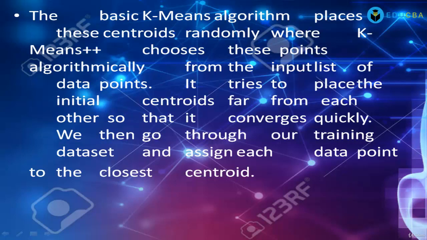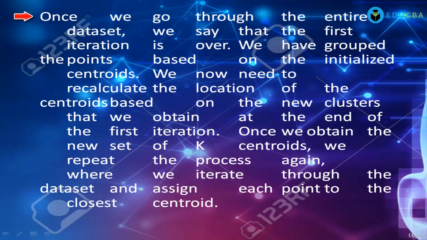We then go through our training dataset and assign each data point to the closest centroid. This is the basic method which is applied here. Once we go through the entire dataset, we say that the first iteration is over. We have grouped the points based on the initialized centroids. So this is your first iteration, and we have grouped our points based on the initialized centroids.